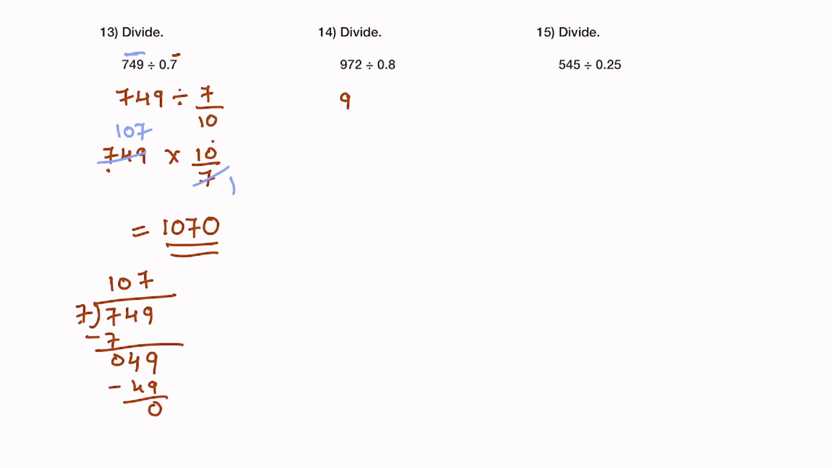So we write 972 divided by 0.8, right? This is how we would write it. So this becomes 9720 upon 8, right? Because we do times 10 and times 10. Because we want this 8, we don't want decimal numbers there. So to make it 8, we have to multiply with 10. And if I do that in my denominator, I have to do it in the numerator as well. So now we just divide this.